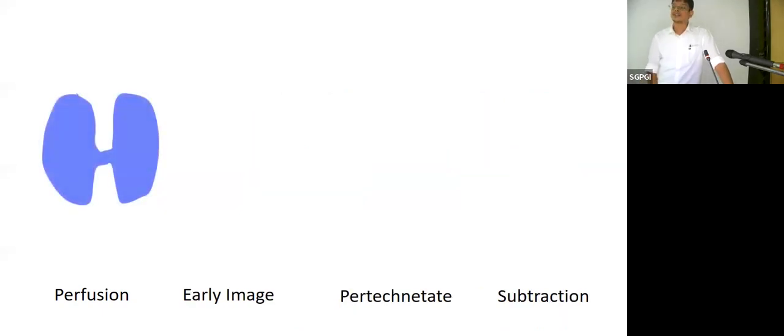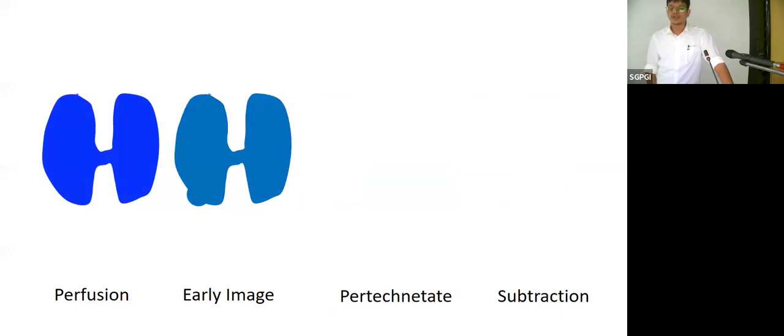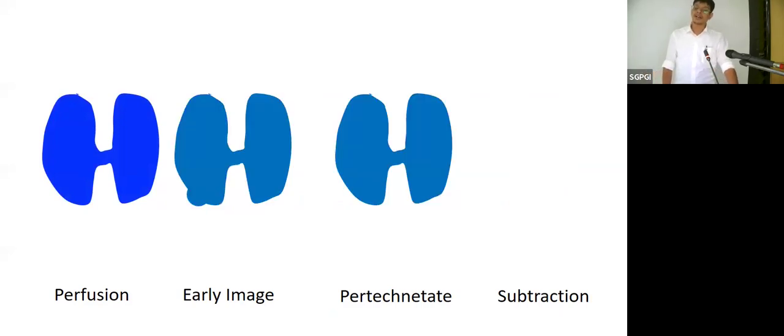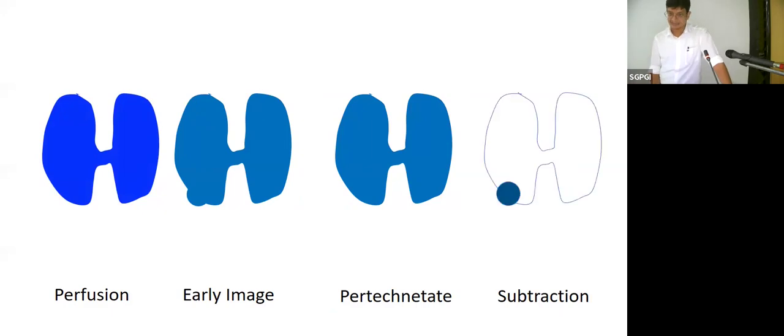So in those kind of patients, you also have subtraction images. You have early images and then you have particulate images. What you will do is delete the early image with the particulate image. The computer will easily do this. And at the end of the subtraction image, you will have a parathyroid scan.